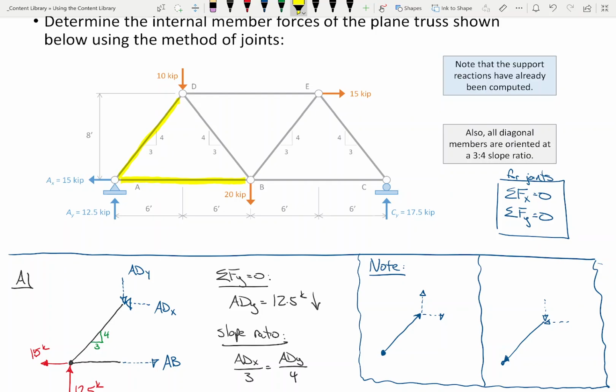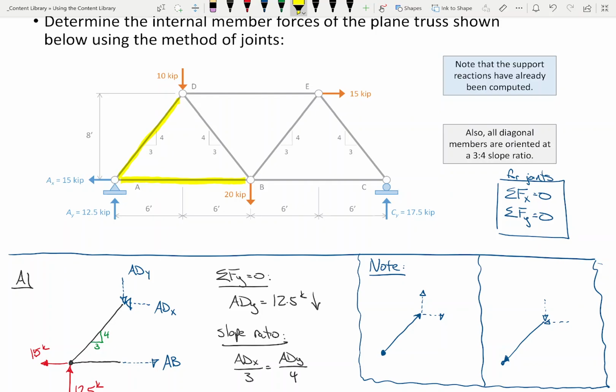Okay. Now, let's go back a little bit. We solved joint A first. And when we solved joint A, how many members were going through joint A? How many pieces of steel, as it were, going through joint A? Two. And we had two equations of equilibrium, right? With me so far? So we did joint A.